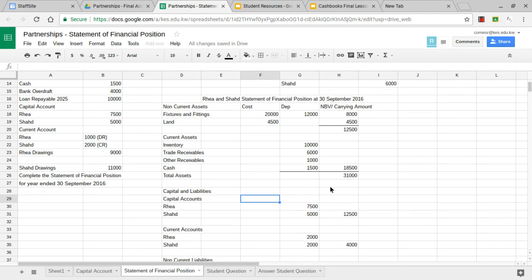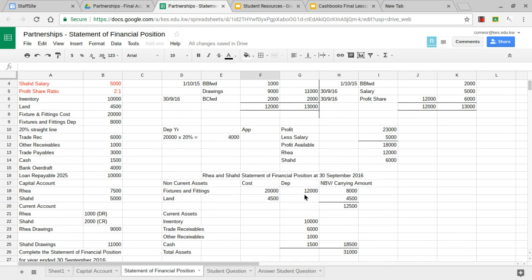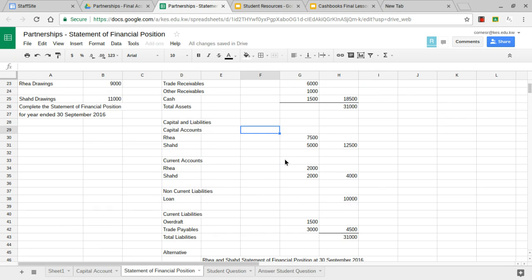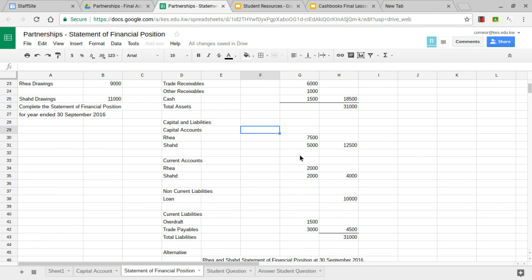What I now need to do is to do the capital section. This is a bit that's new to you. So I know that the capital accounts haven't changed, and we've got 7,500 for Ria and 5,000 for Shahad. Okay, and now what I need to do is look at my balances carried forward. And I use the balances carried forward on my current accounts to go in and calculate or put in the current account balances. So I've got 4,000 there, a loan of 10,000. Current liabilities, including the overdraft, is 4,500, and the accounts balance.